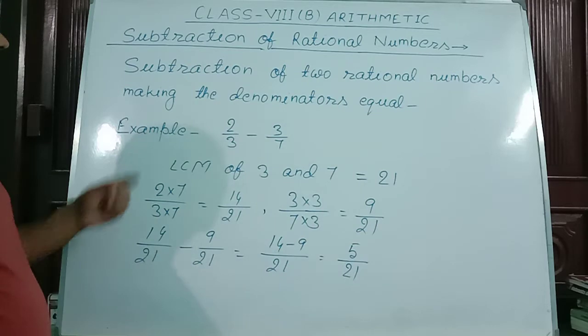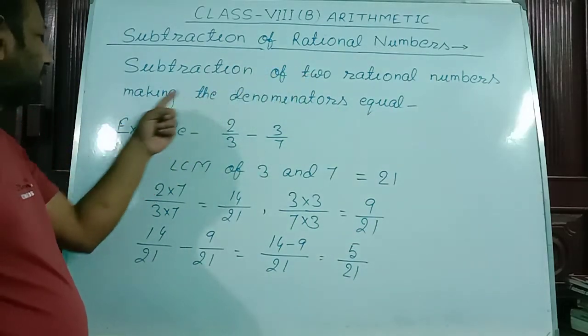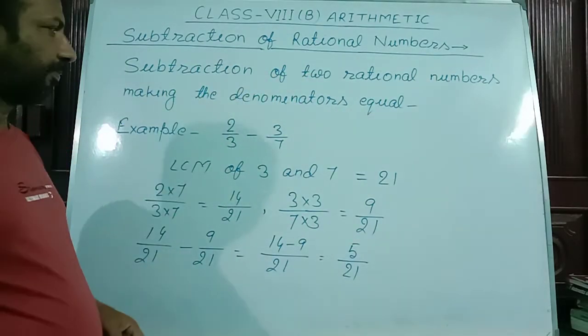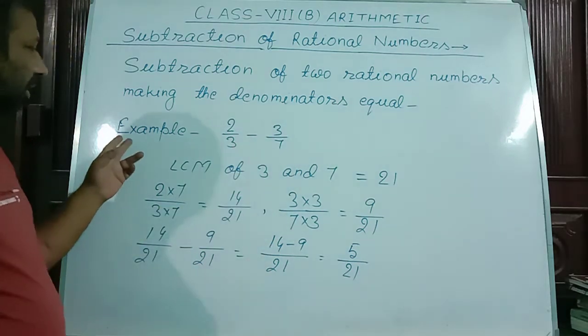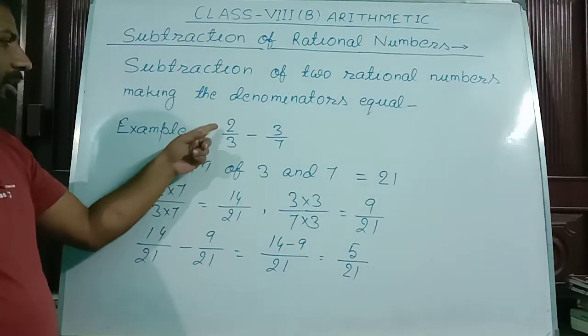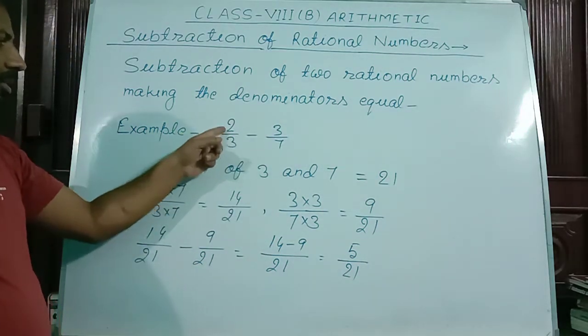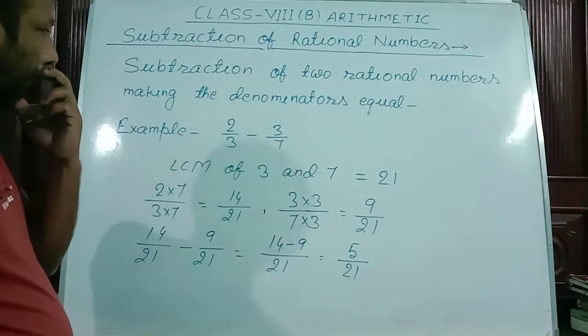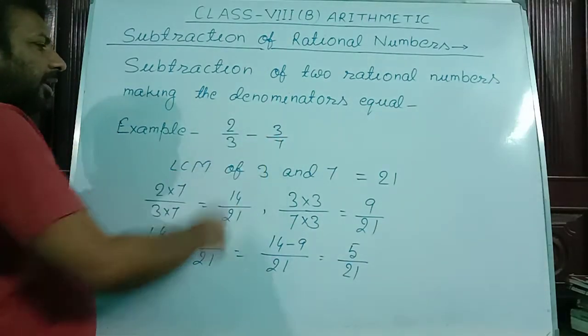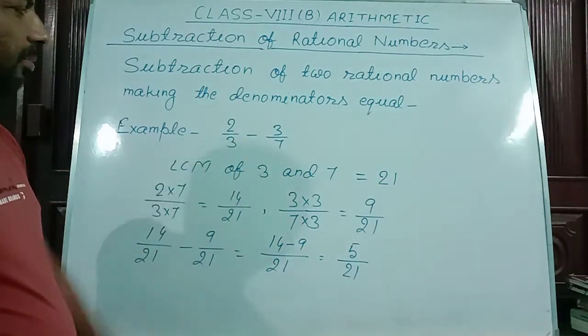In this topic, we will see subtraction of two rational numbers by making the denominators equal. For that, I have used one example. These are the two rational numbers 2 by 3 and 3 by 7. Here we see that the denominators of these two rational numbers are different.